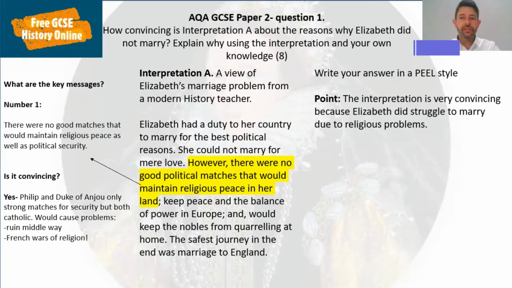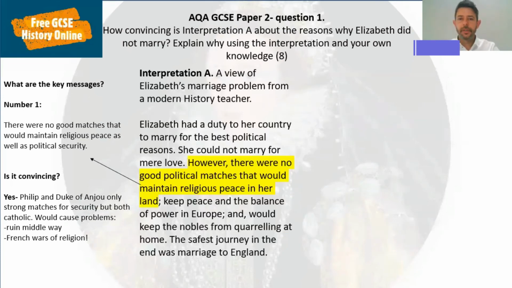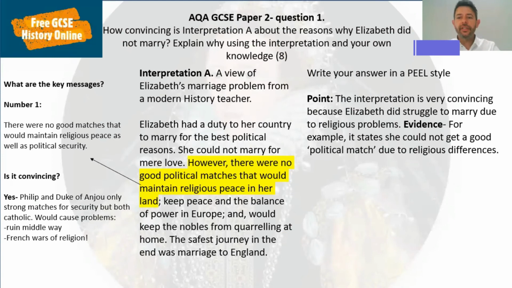So where is the religious problem bit in there? Back it up, give it a go, folks. Add that to your answer. So evidence, for example, it states she could not get a good political match due to religious differences. I haven't copied out the whole extract. I've just given a quick summary in one sentence. I haven't got lots of time for this. I need to write this paragraph in 4 or 5 minutes, so I can't spend all my time writing out the extract.